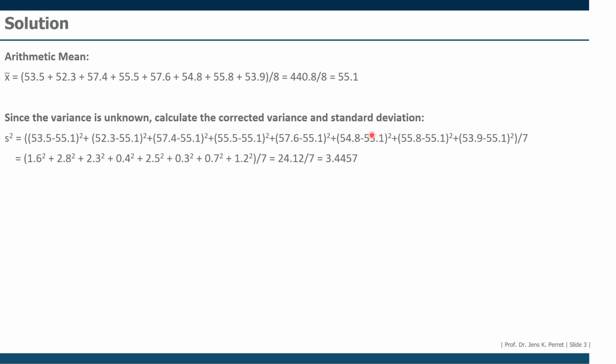That's our sample variance. As I said, we need the sample standard deviation or the corrected standard deviation. So what we're going to do is simply take the square root of the variance, giving us here a value of 1.8563. Well, so much so good.